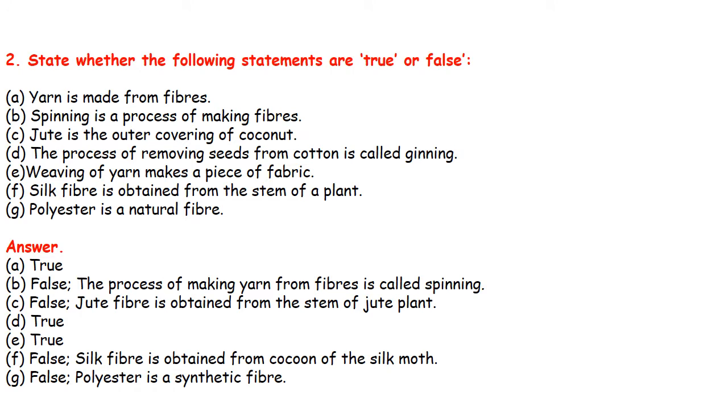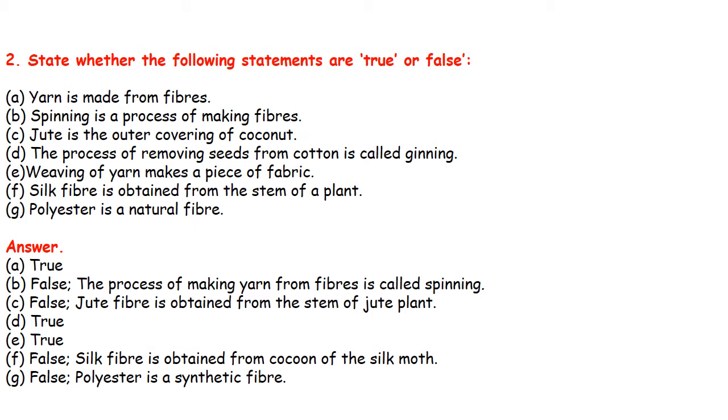So you can see on the screen. Now we are going to discuss from your textbook, page number 24, true or false. Question number 2, state whether the following statements are true or false. Some statements have been given here. You have to discuss whether they are true or false. So A, yarn is made from fibers. Answers have been given below. So the answer for this is true.